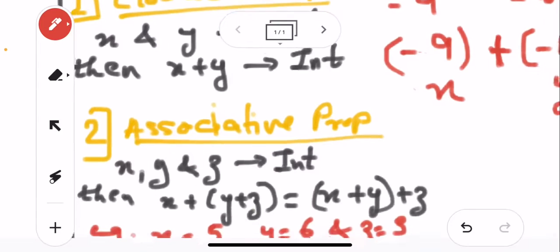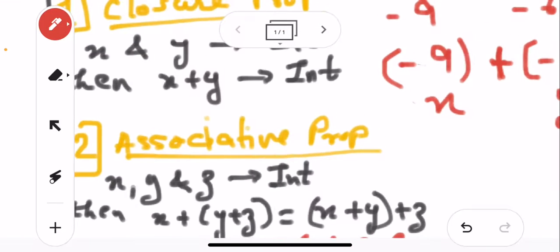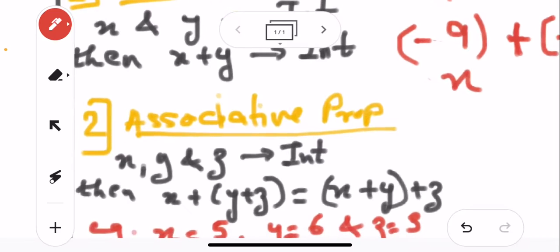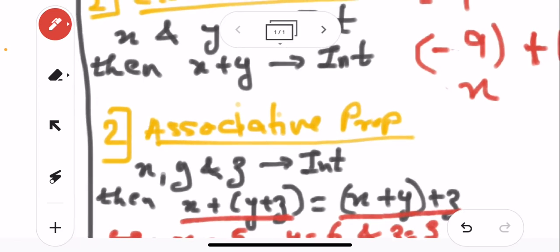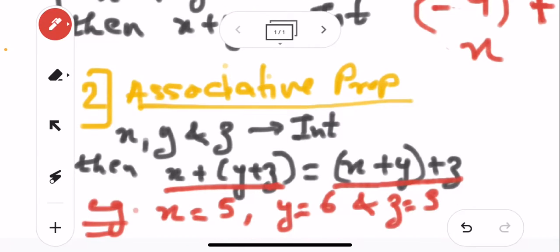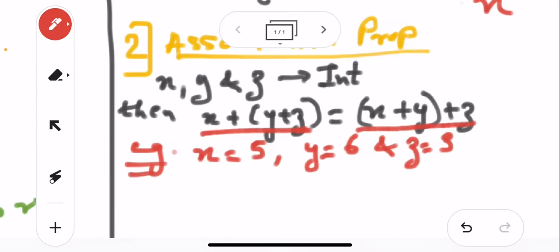Let us see the associative property. What is the associative property? Let x, y and z be three integers. Then x plus in bracket y plus z is equal to x plus y plus z. Now this associative property, students, we have already studied in our previous chapter. So if I take the example, if my x is 5, my y is 6 and my z is 3, let us solve it and see.